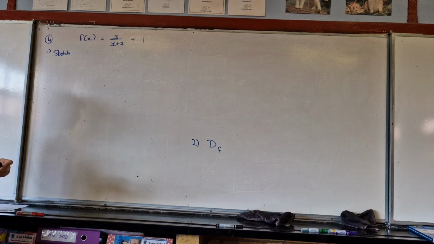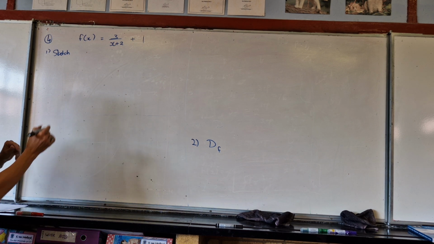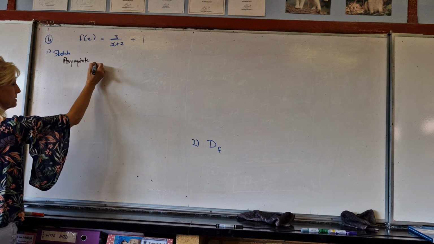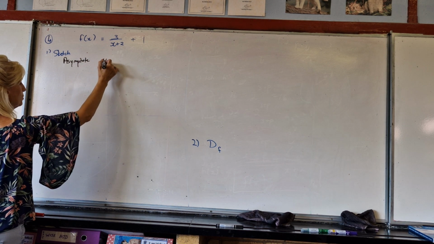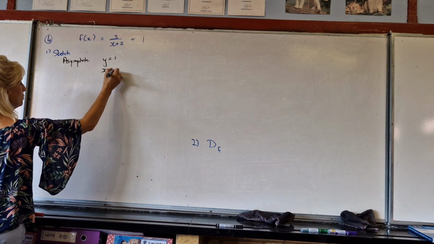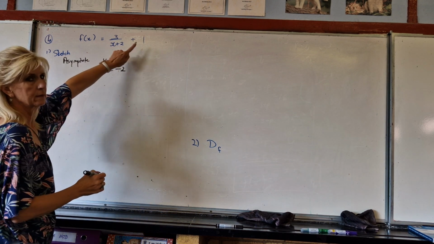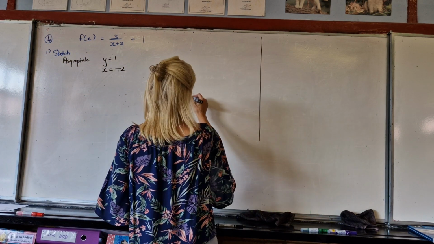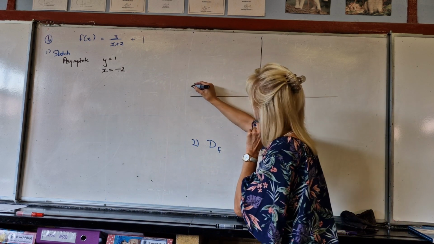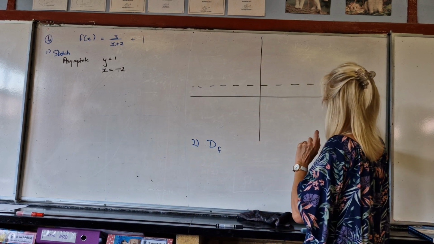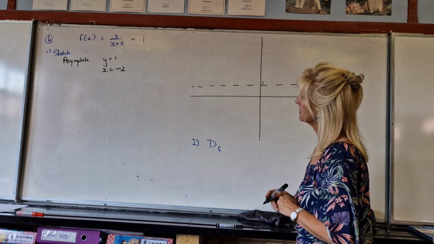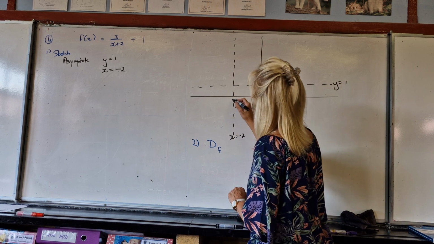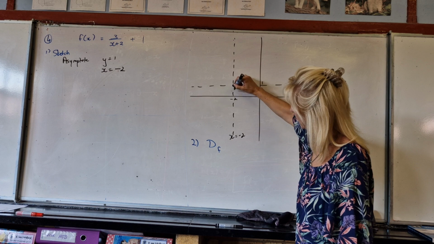Let's have a look. If you have to sketch it, where do we start? And what do we write? We always write the asymptote equations, namely y equals 1 and x equals negative 2. Girls, boys, right? And then can I start sketching? Yes, because that's worth marks. Knowing that y is equal to 1, so that's at 1, and that x is equal to negative 2.